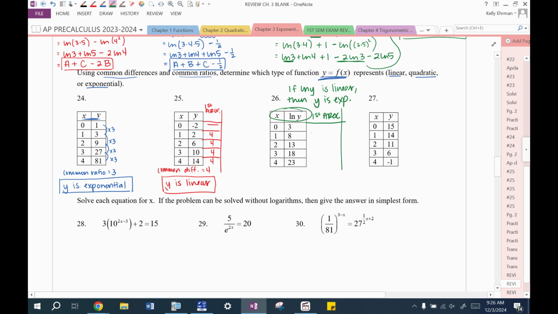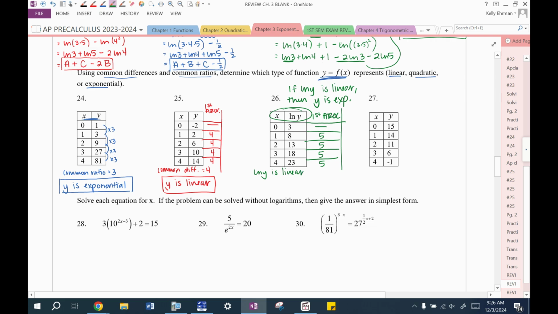So when I set this up, 8 minus 3 is 5. 13 minus 8 is 5. 18 minus 13 is 5. 23 minus 18 is 5. So yeah, there is a common difference here. Natural log y is linear, but that's not the question.